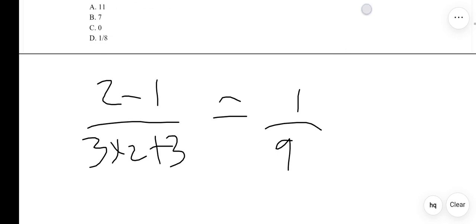I don't know why the answer is here, but the process is 1 over 8, but it's supposed to be 1 over 9 in the first place. So I don't know why there's an error in the question bank.